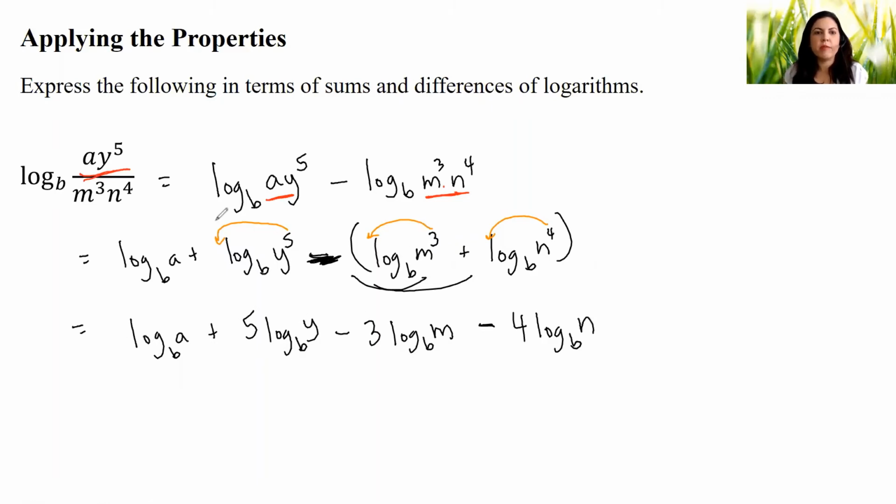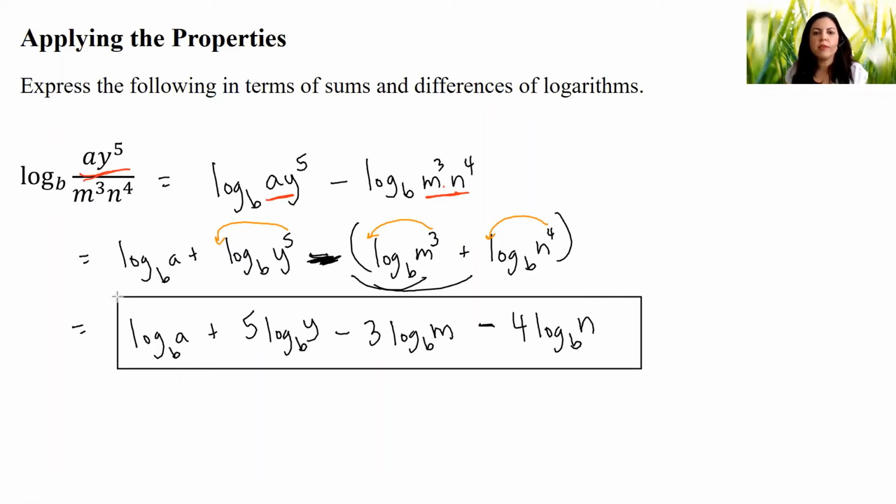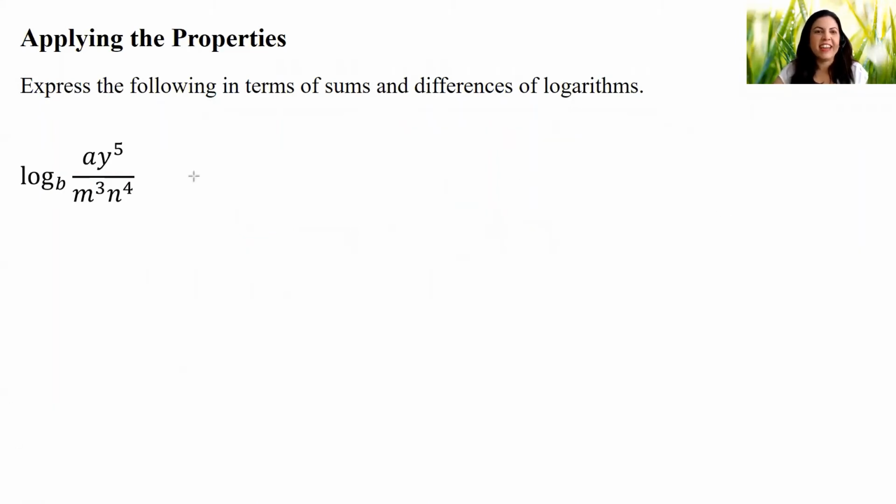And that's it. We don't have any more quotients or products or exponents. We can't simplify anything else. So again, we've taken this original logarithm and split it up into multiple logarithms. Fun, right? All right, let's look at what we have next.